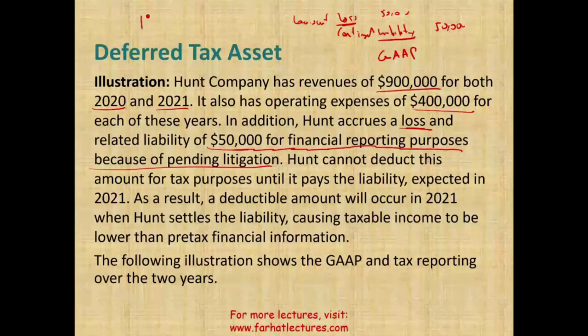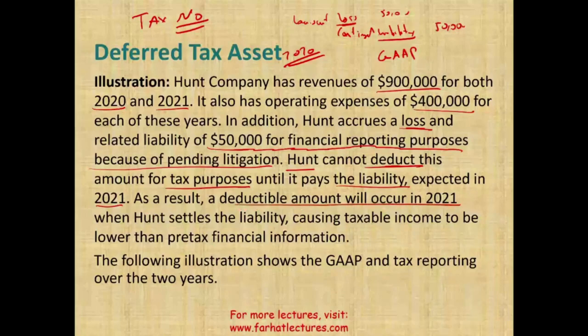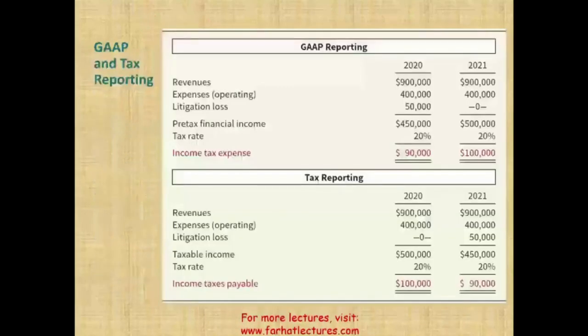For tax, what did they have for tax purposes? Nada, nothing, because for tax purposes, you cannot deduct a future liability. You cannot deduct a contingent liability. Hunt cannot deduct this amount for tax purposes until it pays the liability, expected in 2021. So this was 2020. Guess what? In 2021, they're going to pay the lawsuit. Therefore, that's when they take the deduction. As a result, a deductible amount will occur in 2021 when Hunt settles the liability, causing taxable income to be lower.